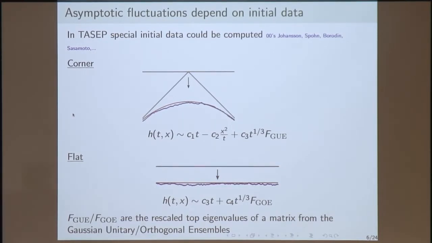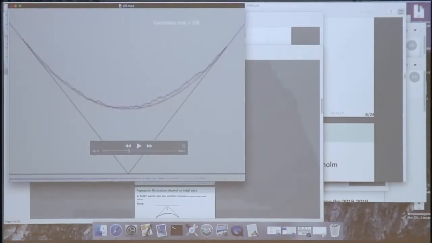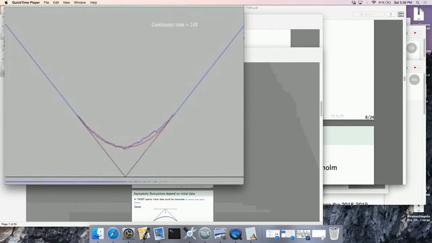Actually, I'll even show you. Here's what happens. Sorry, this guy's in the way. I don't know how to get him out of there. Anyway, I'll run it again. So you start it. Sorry, the movie's upside down, but it's the same thing. You run it, and you see it makes a parabola, and then there's this fluctuation on top of the parabola.